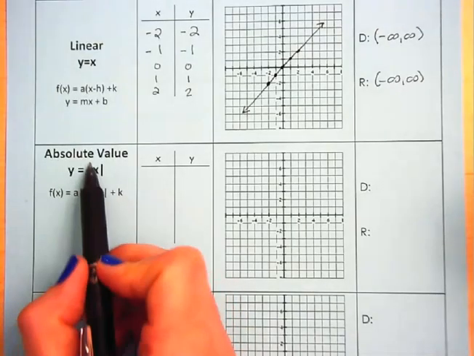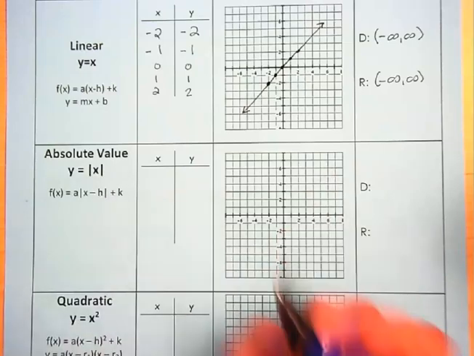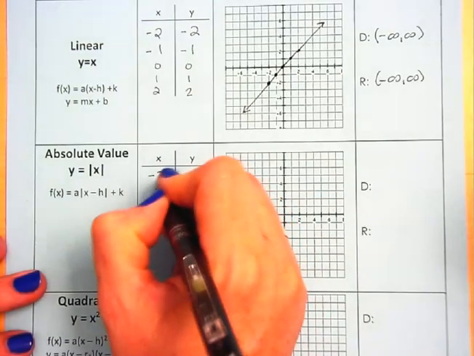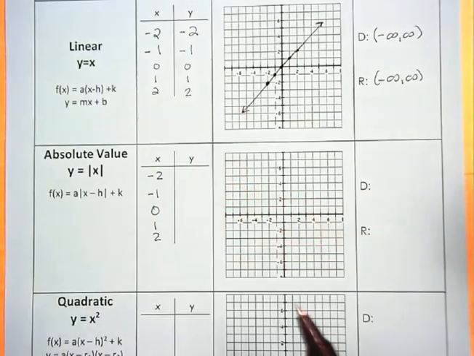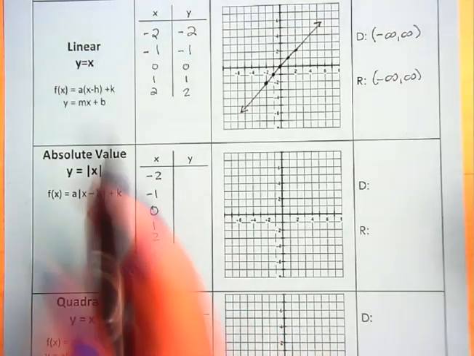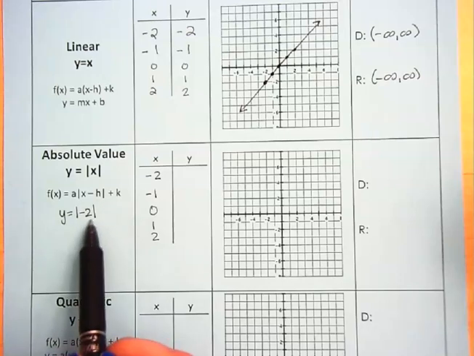Okay, so absolute value function. When you see these bars around something, you're being asked to find the absolute value. So first, let's start with these x values. And if I were to plug -2 in for x, these bars mean what is the absolute value of -2?